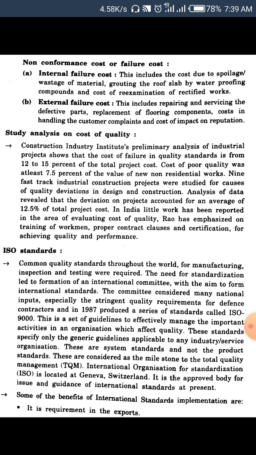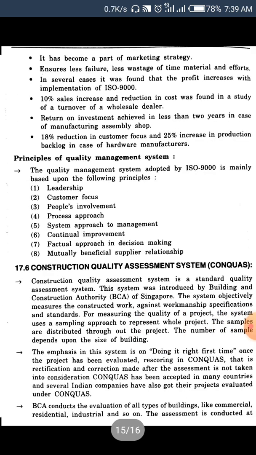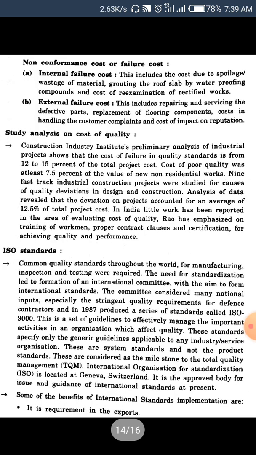Now next is the study, analysis, and cost of quality. The Construction Industry Institute's preliminary analysis of industry projects shows the cost of failure in a quality standard is in the range of 12 to 15% of the total project cost, and the cost of poor quality was at least 7.5% of the value of the new non-residential work.